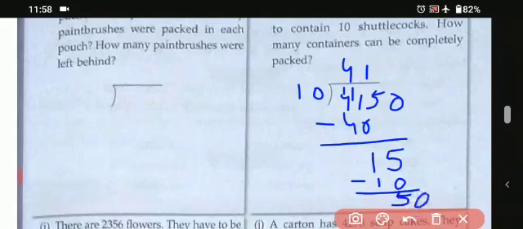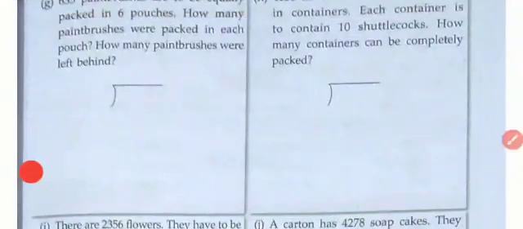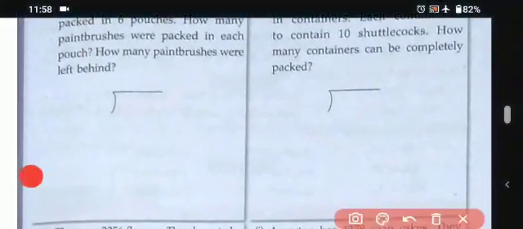So when we do the minus, that becomes 5 times again. 10 5s are 50. So here we have to write it. And that is 0. When we minus it, that comes 0. So that is the answer. That means we need 415 containers.